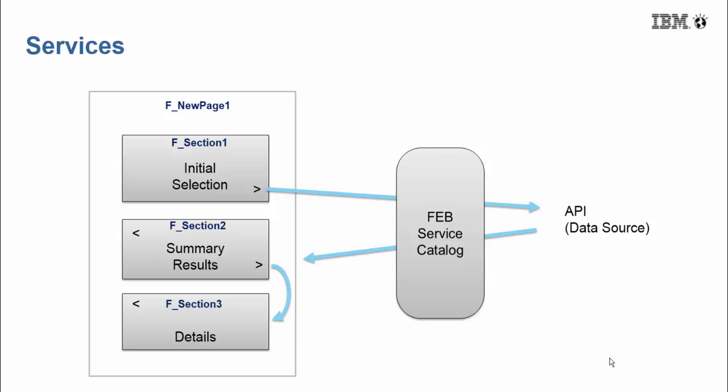I can simply map the inputs and outputs into that service. In this case, the inputs come from the initial selection. The outputs come into section 2, the summary results. I get all the data back in section 2, and I only show the details when I need to show them in section 3. So that's it, how you can create great web mobile applications using Forms Experience Builder.